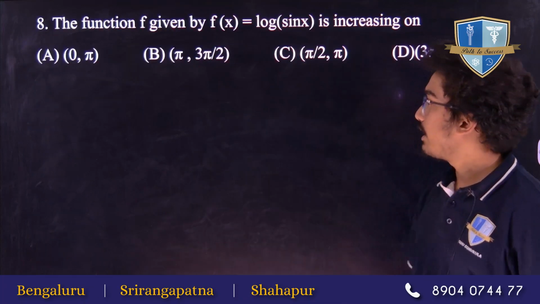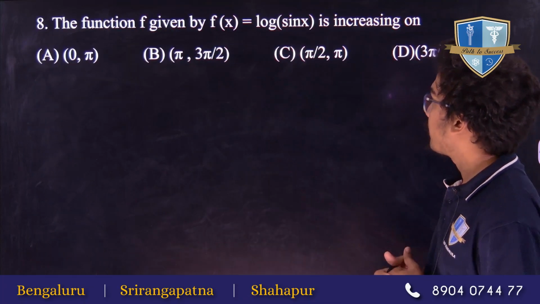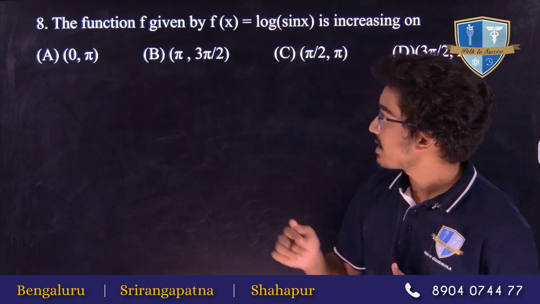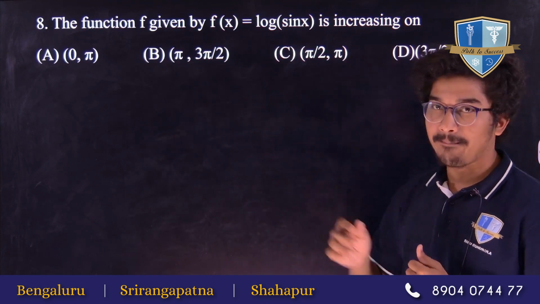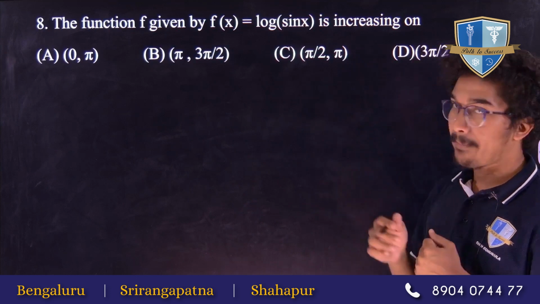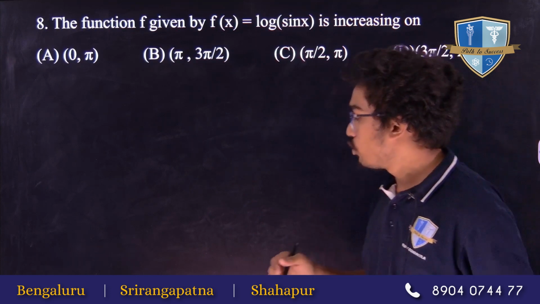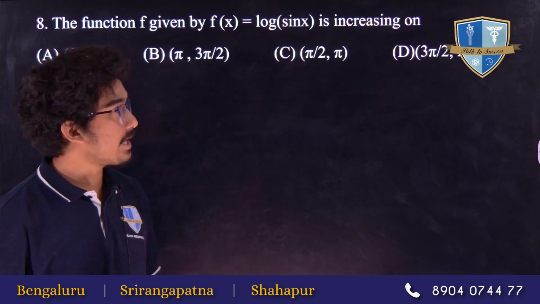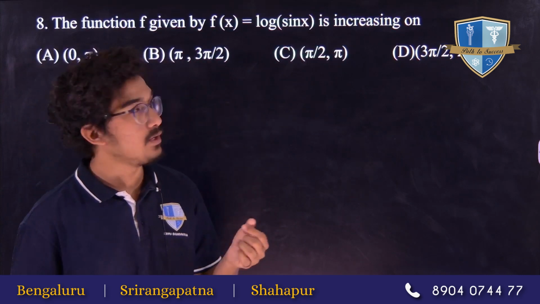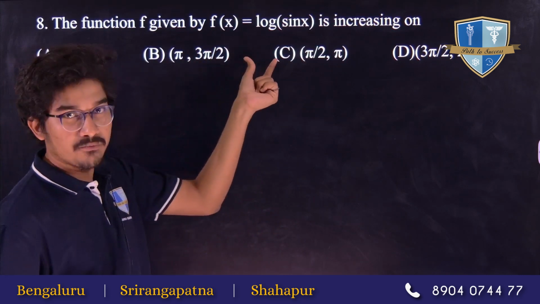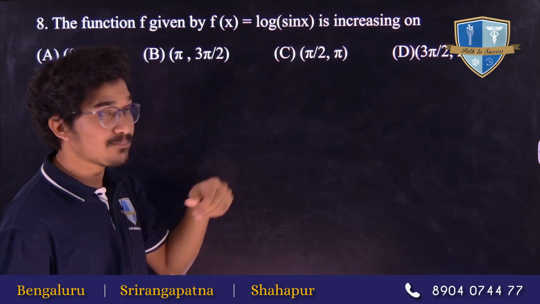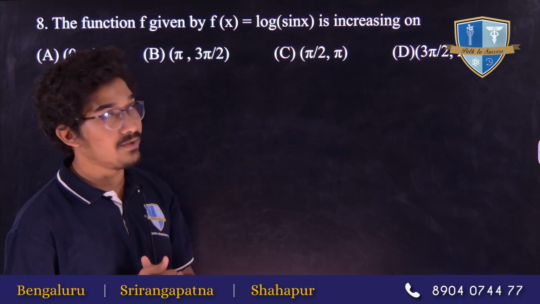So next question is, the function f given by f of x is equals to log of sin x is increasing on. Our options are 0 to pi, pi to 3 pi by 2, pi by 2 to pi, or 3 pi by 2 to 2 pi. So function is increasing in that interval where f dash of x is positive. So what we will do? First we will find f dash of x, that is derivative of this function, and we'll put that as positive, and we'll find the interval in which x can lie.